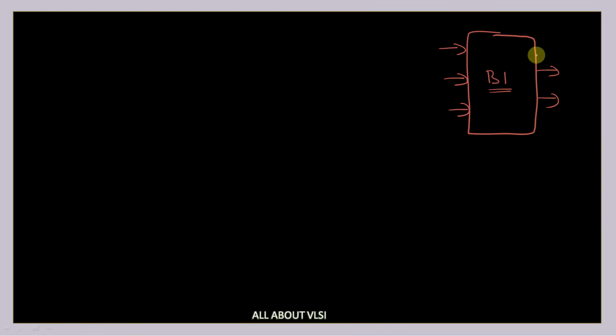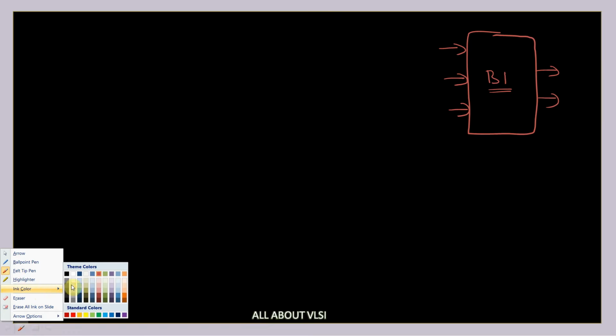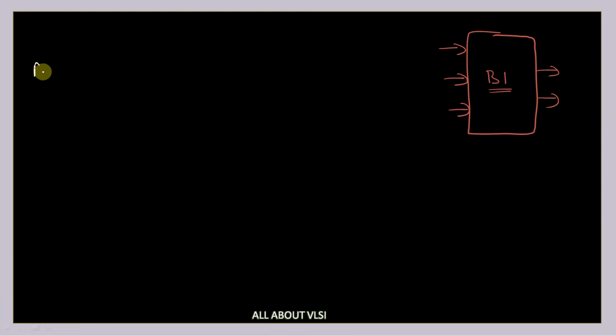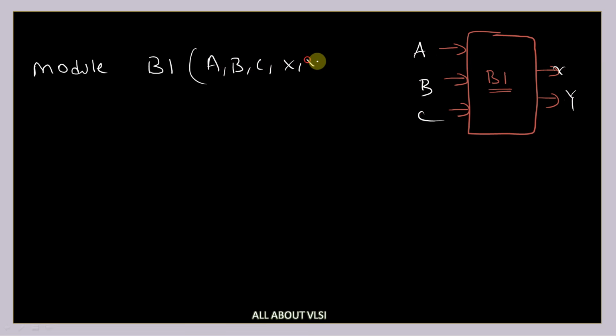Okay. How to design this in our Verilog? We will simply follow our syntax. What is our syntax? Just simply write down module and module name. Module name, you can write it down anything. Let's say B1. Okay. And we have input port list as A, B, C, X and Y. So what I can do is I can write A, comma, B, comma, C, comma, X, comma, Y. Okay. And followed by semicolon and end module.